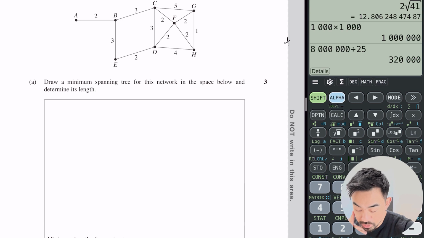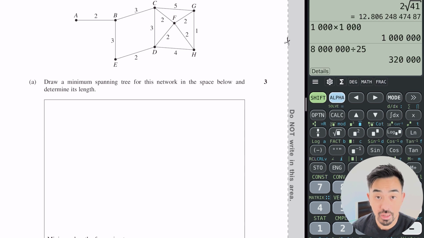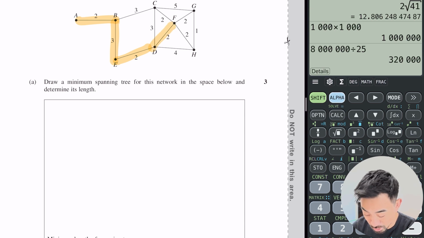All right, the diagram represents a network of weighted edges. Draw a minimum spanning tree for this network in the space below. Okay, so it's not telling us which algorithm to use, so we can just use any. So I'm going to start with the smallest edge and just choose the next smallest one that's already connected. So I've got 2 here, then 3. The next smallest one is 2. The next smallest one here is 2. The next smallest one is 2.